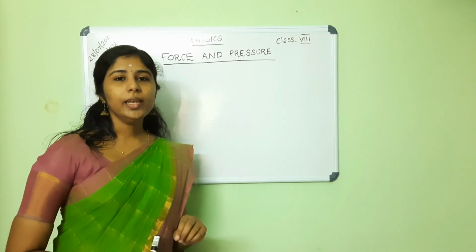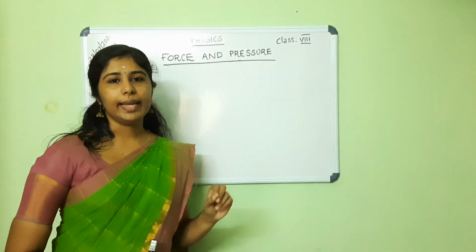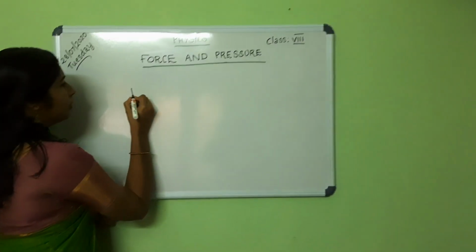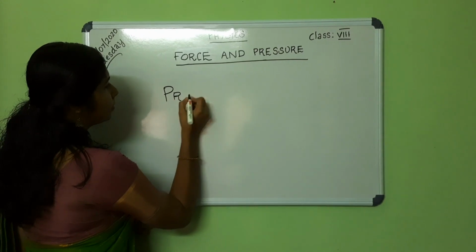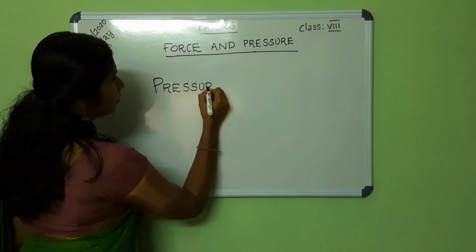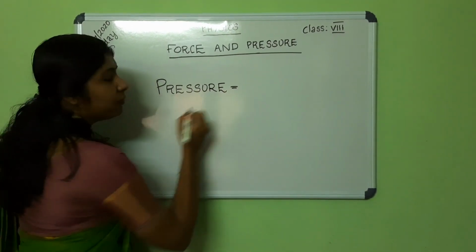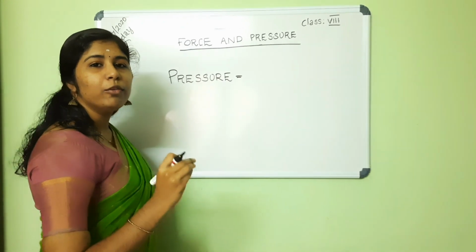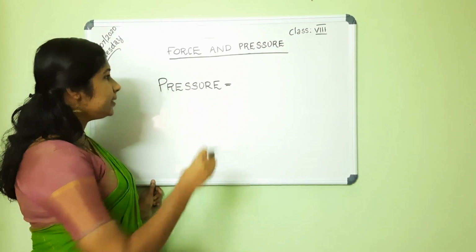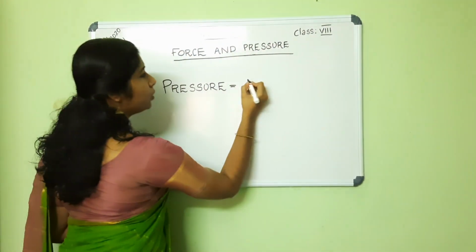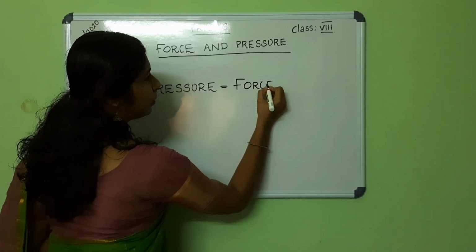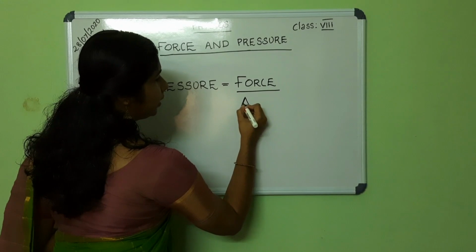Then, using this, how can we write an equation for pressure? We know that pressure is the force acting on a unit area of surface. That is, pressure is equal to force by area.